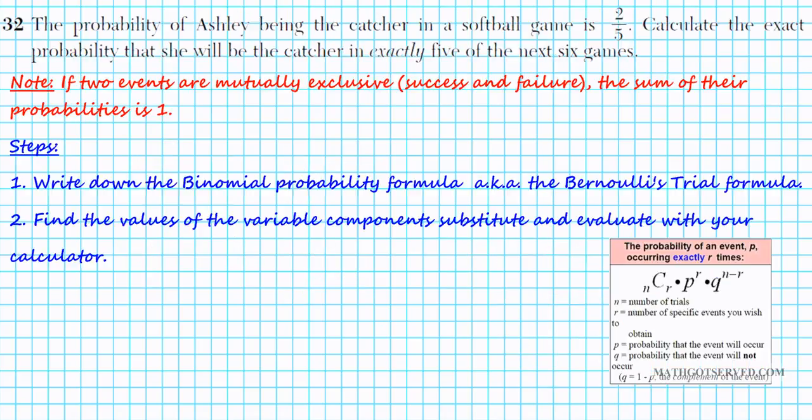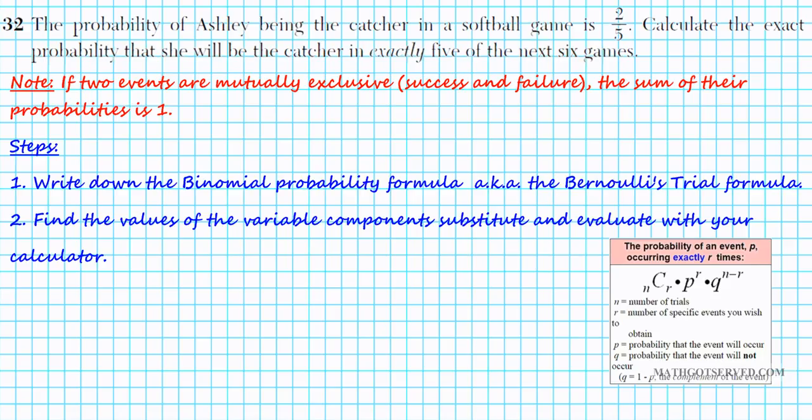All right, let's take a look at number 32. It reads, the probability of Ashley being the catcher in a softball game is 2 over 5. Calculate the exact probability that she will be the catcher in exactly 5 of the next 6 games.